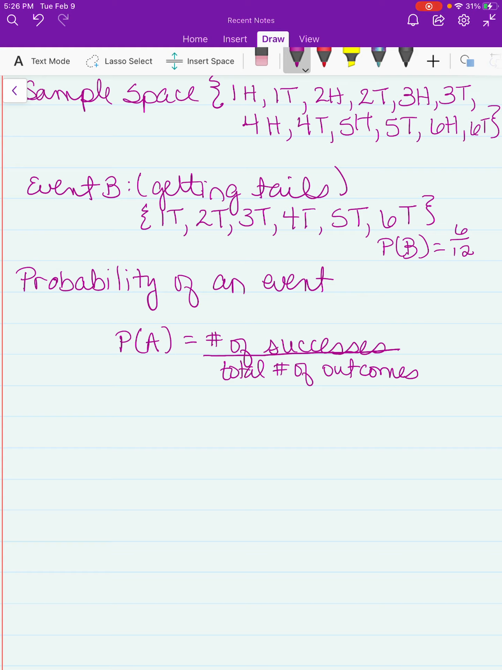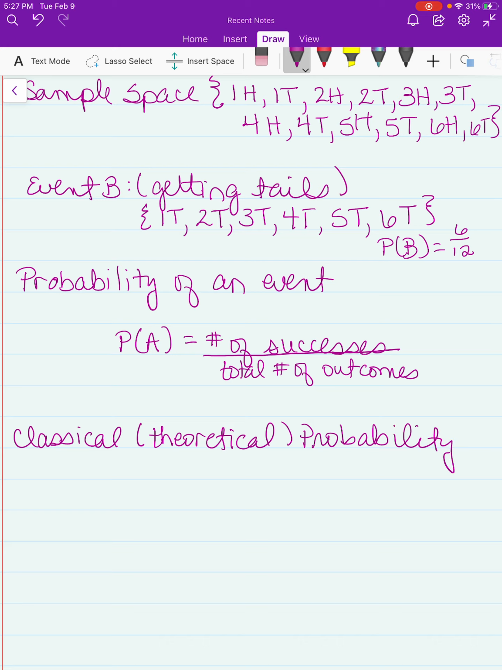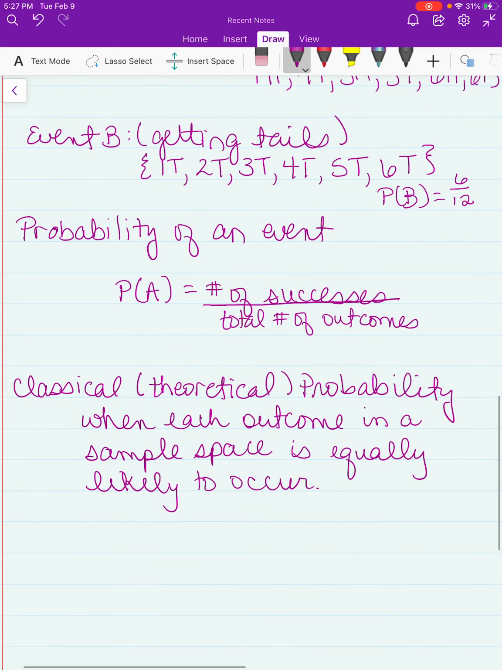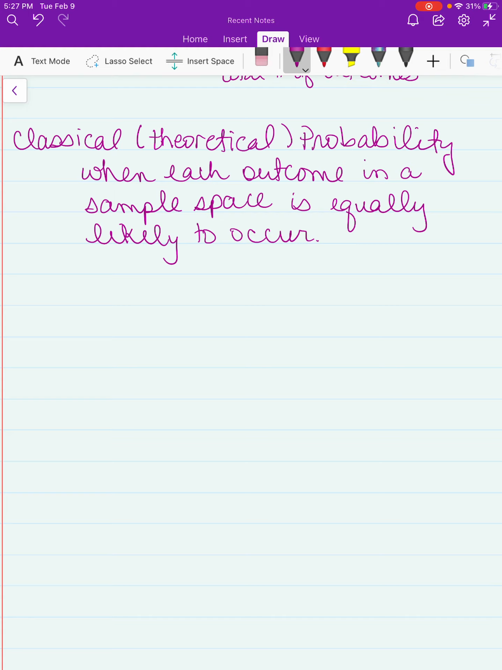So we're going to talk about three types of probability. There's classical or theoretical probability, and that is when each outcome in a sample space is equally likely to occur. And that can actually be calculated. So like we know the probability of getting tails on a coin is 1/2 because there's one tail out of two possible outcomes.